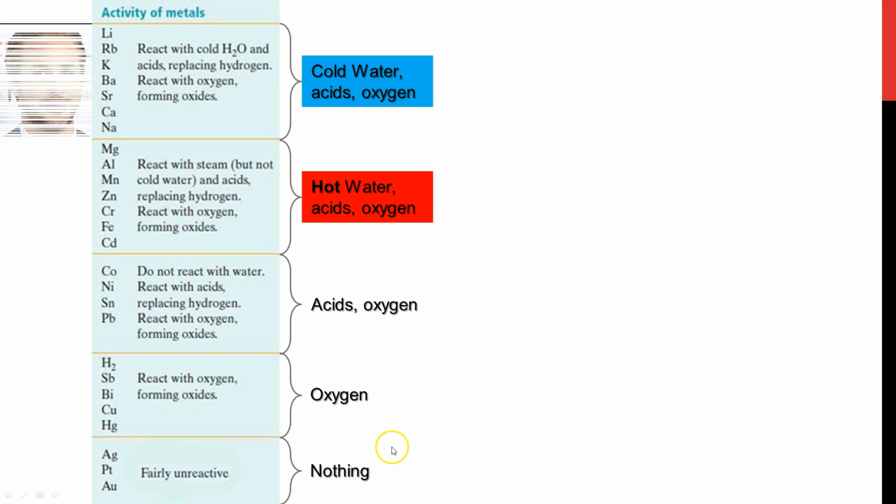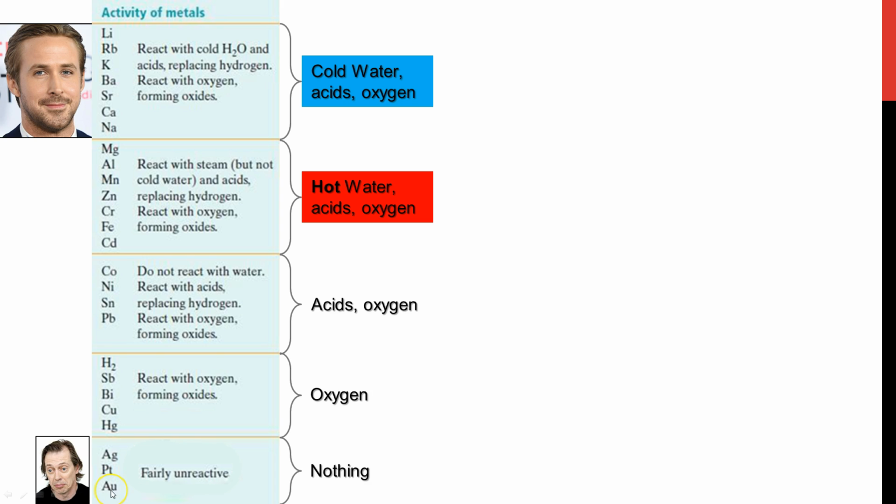The way I've been thinking about this is, let's say these ones up here, lithium through sodium, these are Ryan Gosling. Hey girl. Very reactive. When it comes to a chemical equation, these ones here, they kind of have their pick of it. Whereas we get down to the stuff down here, silver, platinum, and gold, kind of the Steve Buscemi, great actor, no disrespect if he's watching this. He is not. But not really reactive.